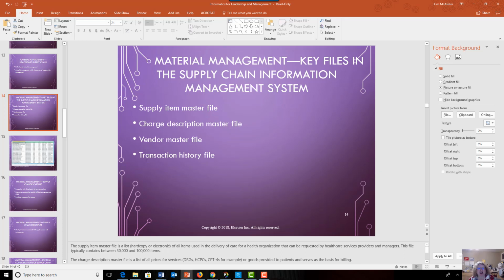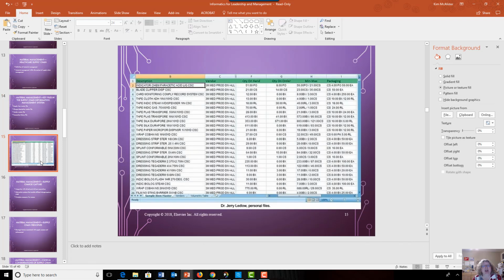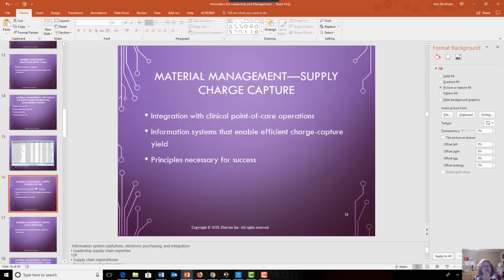Now the vendor master file is the file of every single supplier to the hospital. So everybody that's providing stuff to the hospital is there. And then your transaction history file is every charge that's made, and that is what links up with the claims and the billing. And this is a picture of your supply inventory. It says how many are on hand, how many are on order, and then it talks about packaging and so forth. So this is just an example of that.